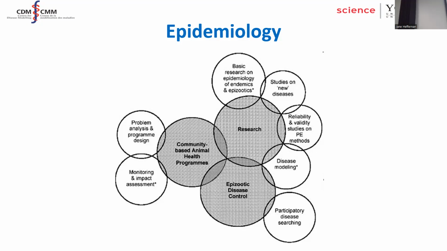Okay, and so disease modeling has nothing to do with community-based animal health programs, Amy. I just like this guy. Yeah. And also it's not shifted over to have this intersection between research and epizootic disease control. So there are lots of things that are wrong with this Venn diagram, but I was very happy to see that they actually were thinking about disease modeling at all.